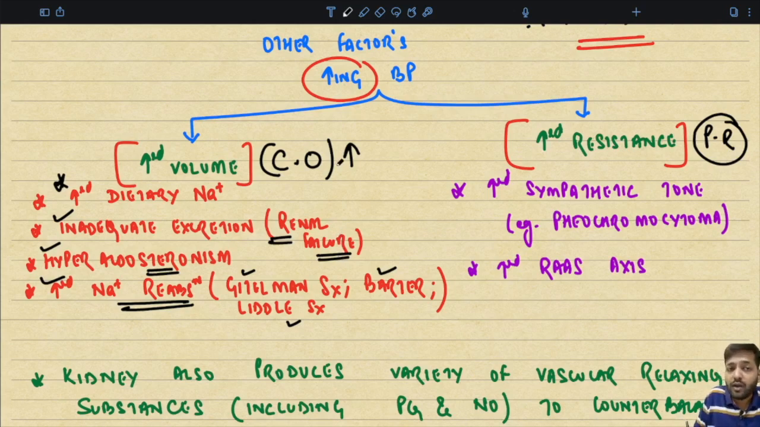Okay, so all of them are going to cause an excessive amount of sodium in the body, which in turn is going to increase the blood volume, and therefore increase the cardiac output, and therefore they will increase the blood pressure. Similarly, all the conditions which are increasing the peripheral resistance.